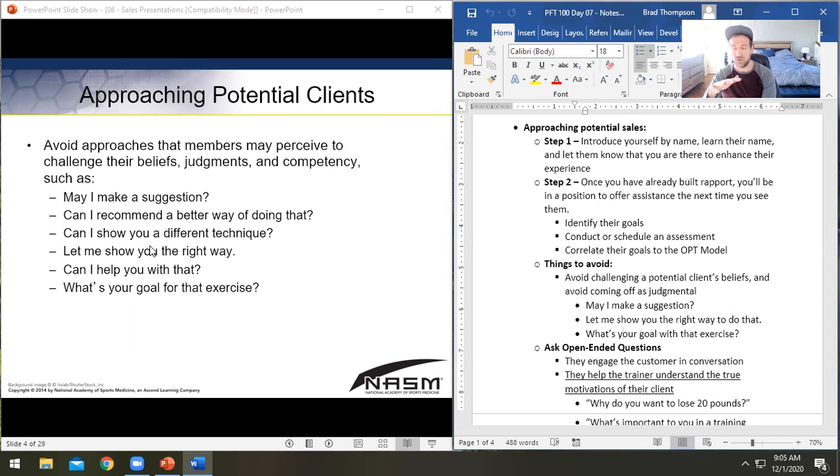I slightly disagree with this one, but this is one of them that, like I said, is in your book. So I'm not a big fan of avoiding this one, but like, do you need assistance with something? I think that's actually okay. What's your goal for that exercise? That's another very roundabout way of asking, what are you trying to achieve there? Again, it's almost like not confident enough, and so it just comes off the wrong way.